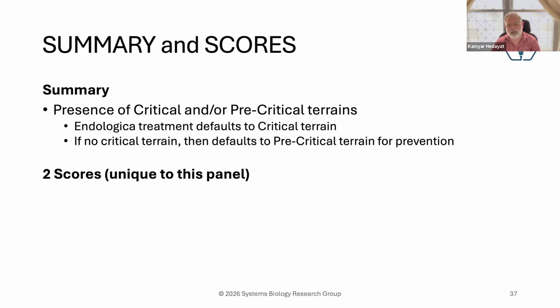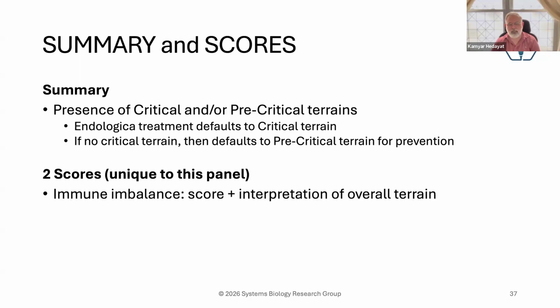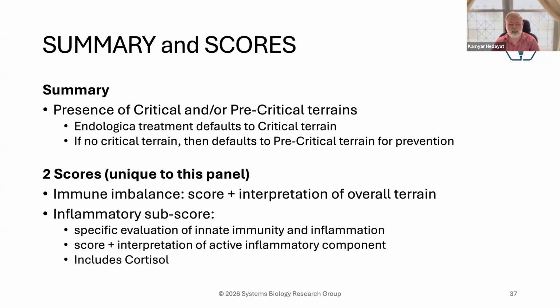What's unique to this panel is that there's two different scores. There's a global score, which is called the immune imbalance score, and that'll give you an interpretation of the overall terrain. And then there's an inflammatory subscore, which basically is summarizing everything you would find in the inflammation panel level 1. And not only does it give you a score, but there's also an interpretation of the inflammatory nature. And it's looking at this interaction between immunity, inflammation, and the endocrine system.